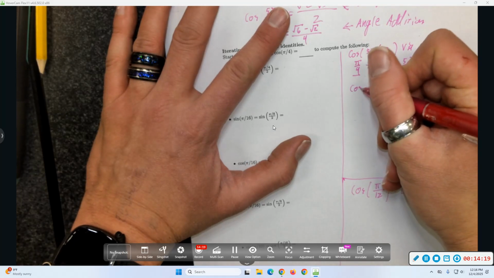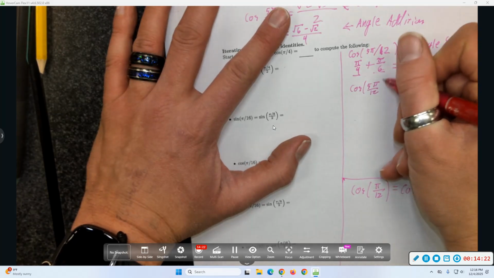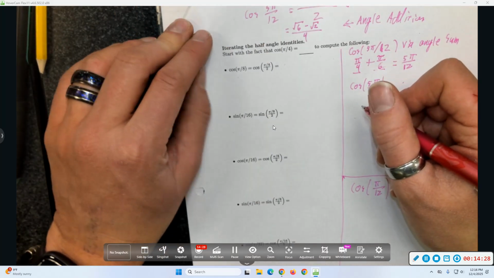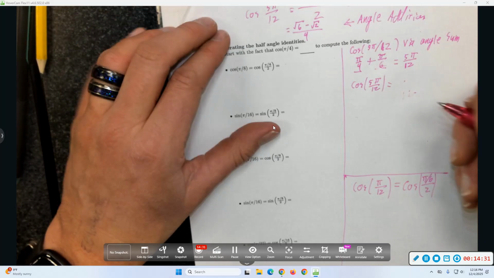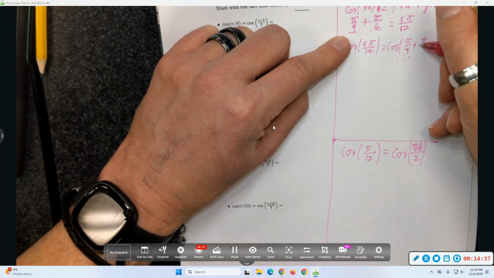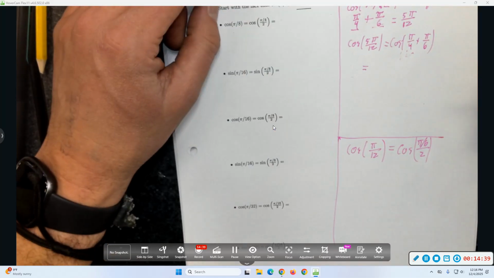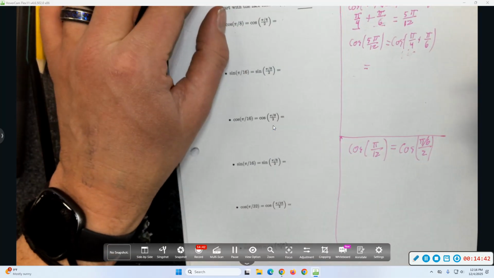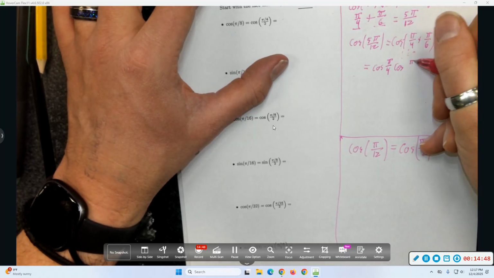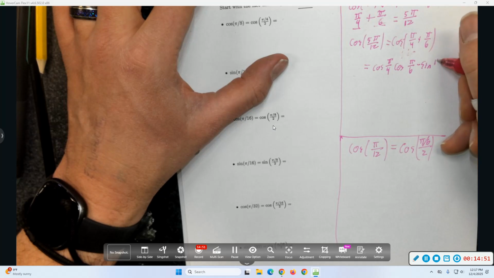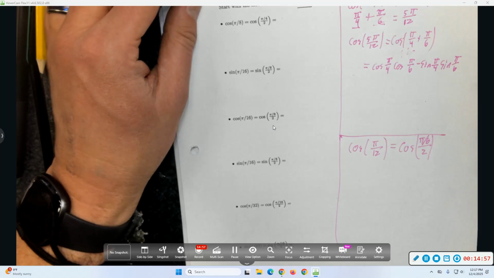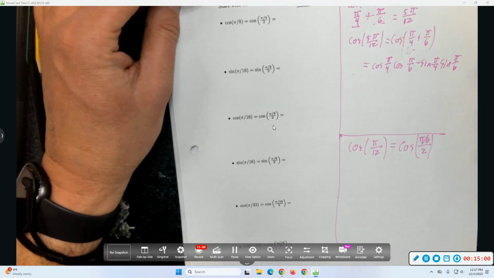So if you want cosine of 5 pi over 12, you know what to write. Let's see if we can remember the angle addition formula for cosine from memory. So cosine of 5 pi over 12 should be the cosine of pi over 4 plus pi over 6. Angle addition for cosine is cosine of pi over 4 times cosine of pi over 6 minus sine of pi over 4 times sine of pi over 6. Nice. Angle addition for cosine says multiply the cosines, multiply the sines, and then take the difference.